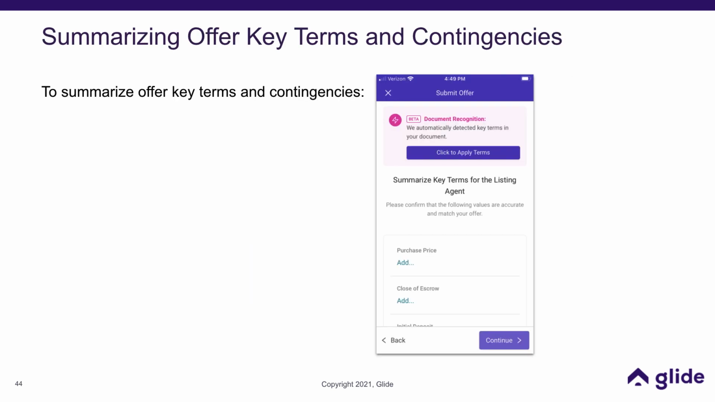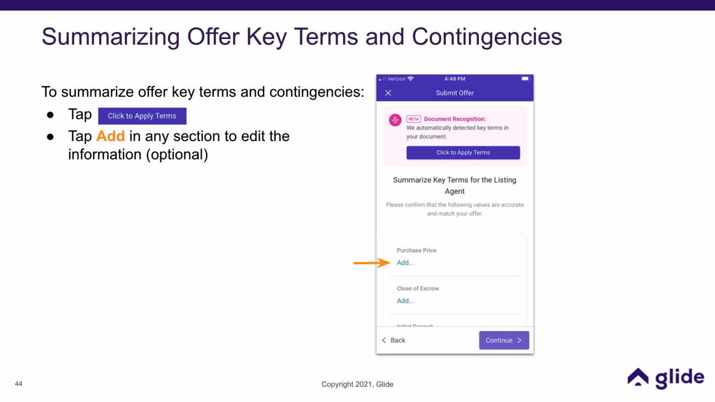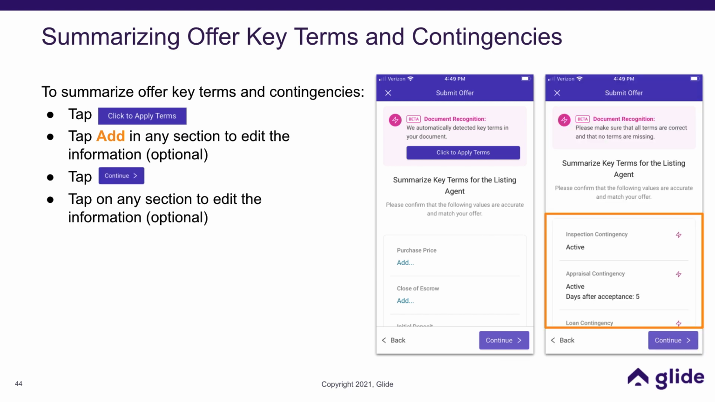Next, you will need to summarize offer key terms and contingencies. To do so, tap Click to apply terms first. Then tap Add in any section to add information that may be missing. Tap Continue, then tap on any section with existing information to edit that information if needed. Lastly, tap Continue.